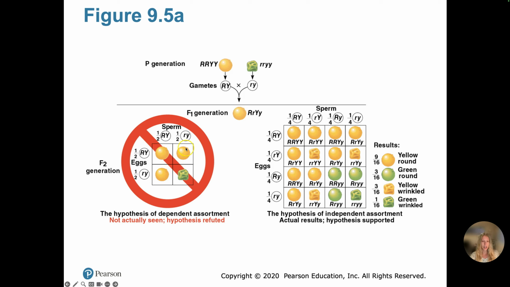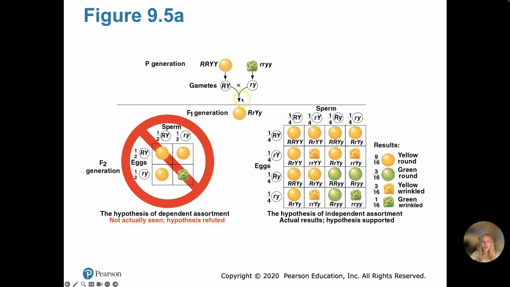Hopefully that's making sense. So the hypothesis of dependent assortment is that the seed texture and the seed color are inherited together. The alleles are inherited together. So these are the results we would expect to see if that was the case. However, you probably noticed the big yellow circle with the slash through it, indicating that this is not what Mendel found. So this is not what happened. His hypothesis was refuted. What he actually found was over here, which supported his hypothesis of independent assortment.